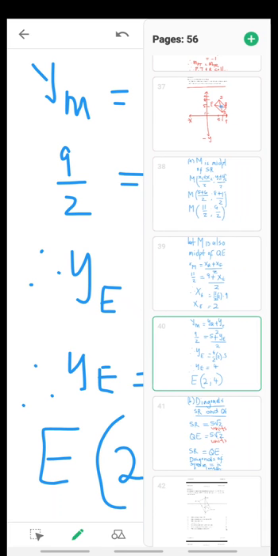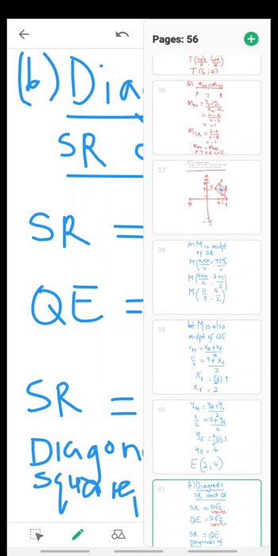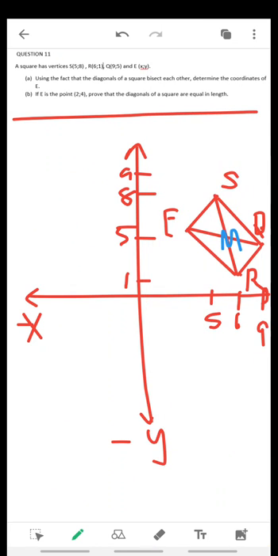Well done. Now, let us look at B. Looking at B, they are saying if E is the point (2, 4), which is what we have already found, prove that the diagonals of a square are equal in length. So what are they saying? They just want you to show, looking at this diagram that I've drawn here, that SR will be equal to QE. Those are diagonals, right? Those lines inside the shape from one corner to the other corner.